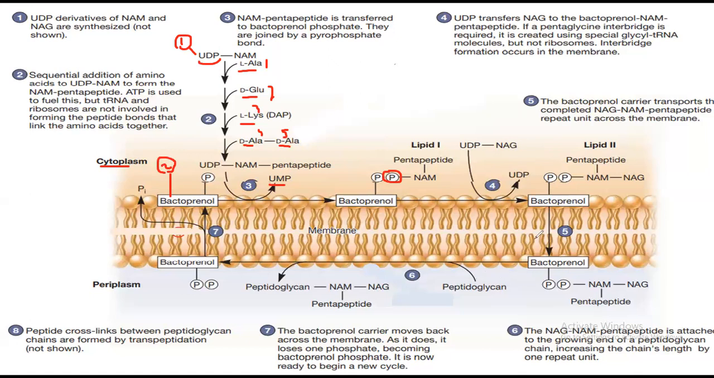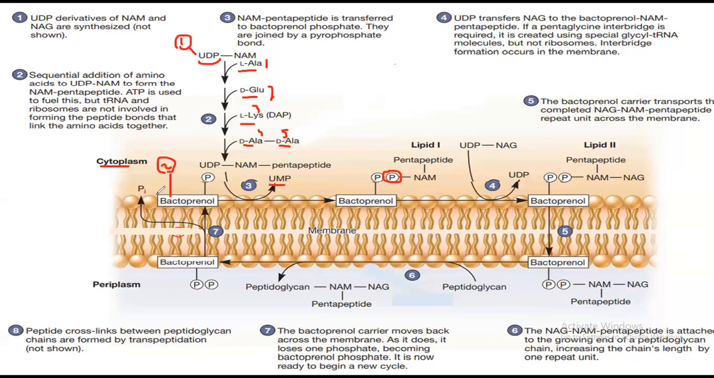It has to move across the plasma membrane and enter the periplasmic space just to aid in the synthesis of peptidoglycan. So this bactoprenol is a carrier molecule, not a protein, that helps these compounds to move across the plasma membrane. Okay, so keep this in mind. So what really happens? And this is the main part.